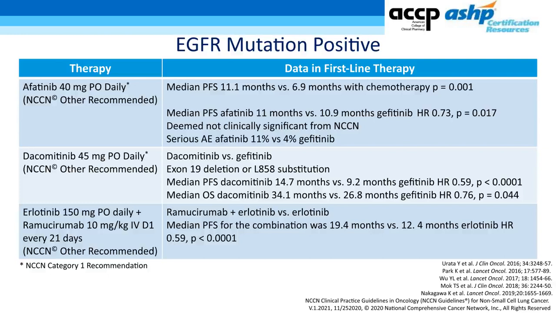I will highlight, however, the erlotinib in combination with ramucirumab does add in an infusion-based therapy, which may be less ideal for patients in comparison to the other options for first-line treatment. And important to again highlight that osimertinib at this time is the only one listed as a preferred category 1 recommendation by NCCN for first-line treatment of non-small cell lung cancer, EGFR mutation positive disease.